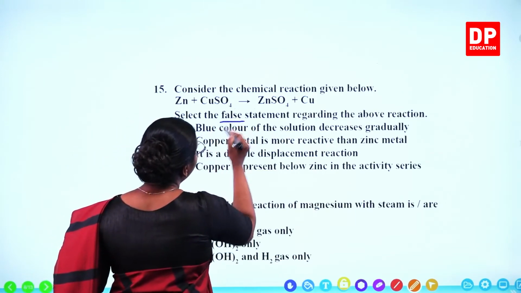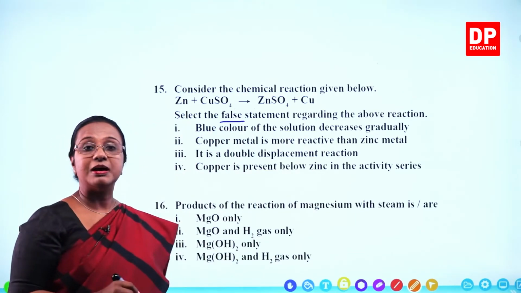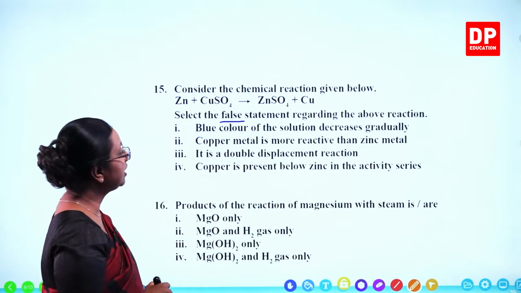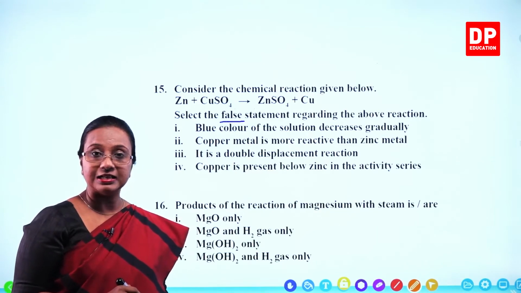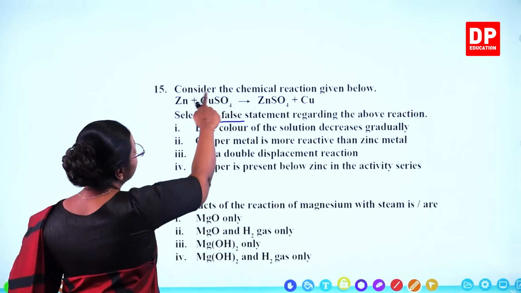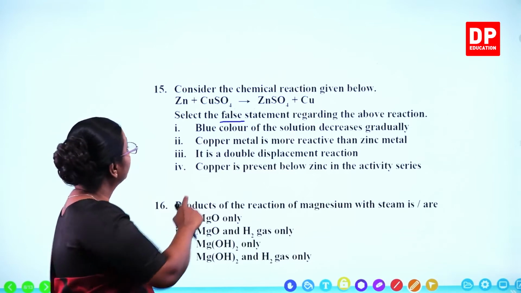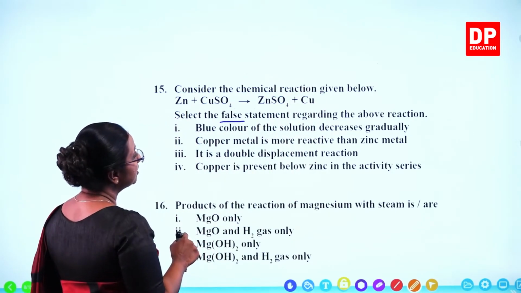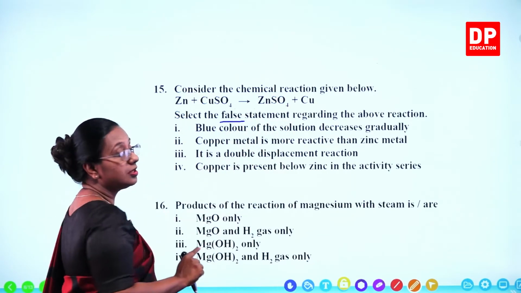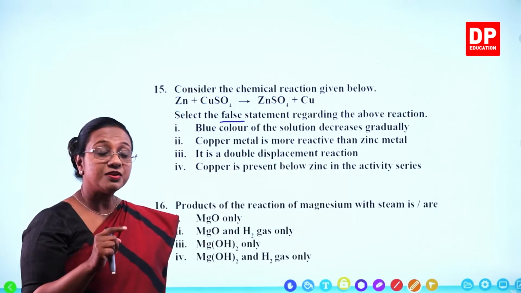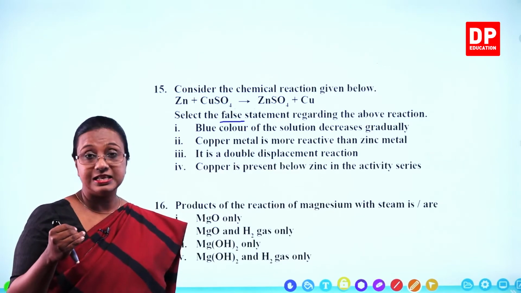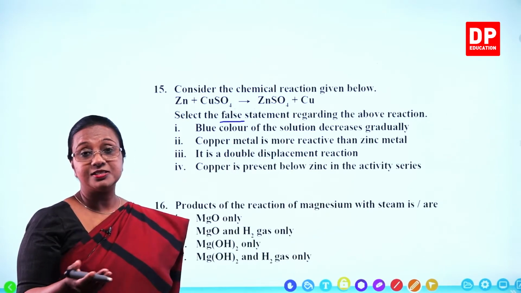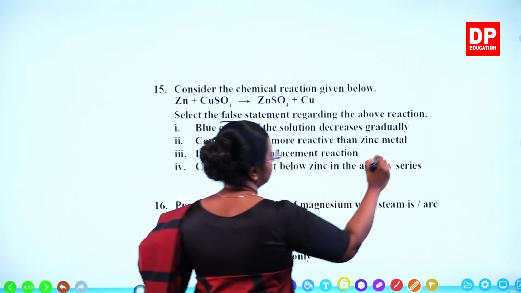Select the false statement regarding the above reaction. So false statement. Blue color of the solution decreases gradually. Is that correct? Yes. Why? Copper sulphate is blue in color. So when copper is displaced, it deposits as a brown color substance. Zinc sulphate is not blue in color. So because of that, the color decreases. When copper is being displaced, copper sulphate decreases, so the blue color decreases gradually.